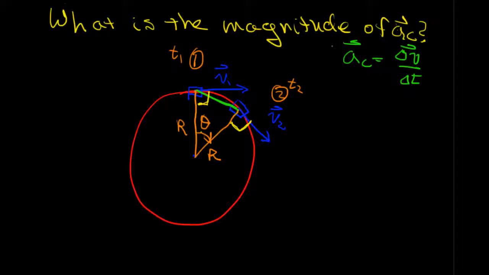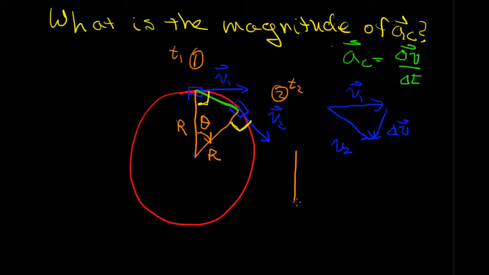I'll grab my blue color here, and just like I did before, I'll draw my v1, and here's my v2, and here's my delta v between them. Similarly, I'm going to grab my orange color, and I'm going to draw this triangle with the radii that I have over here.